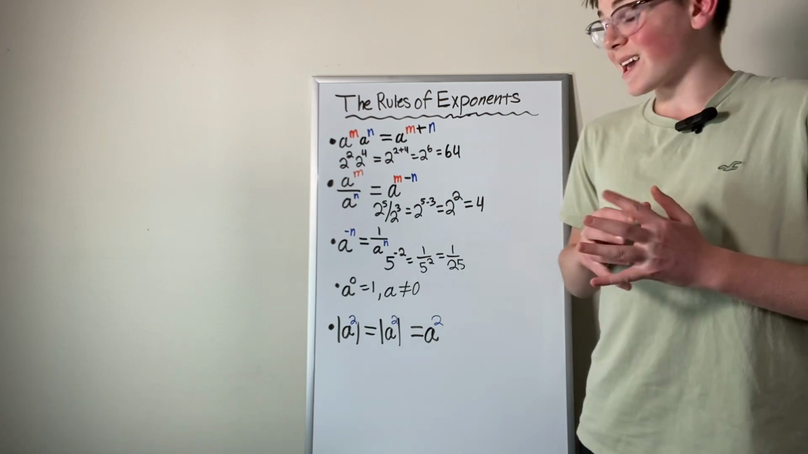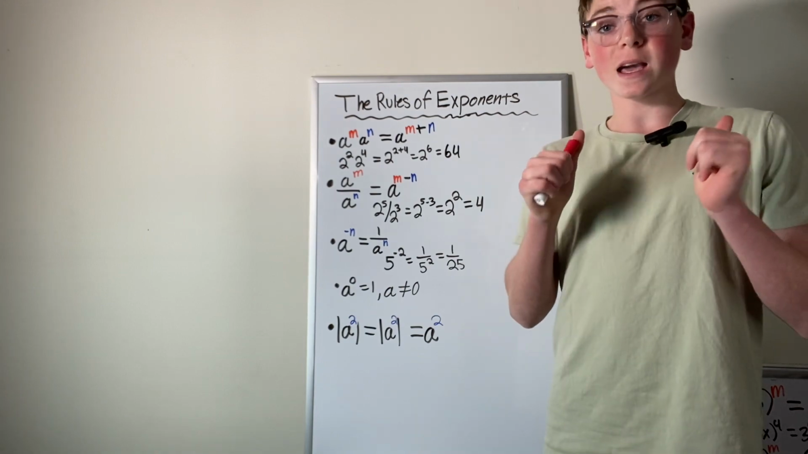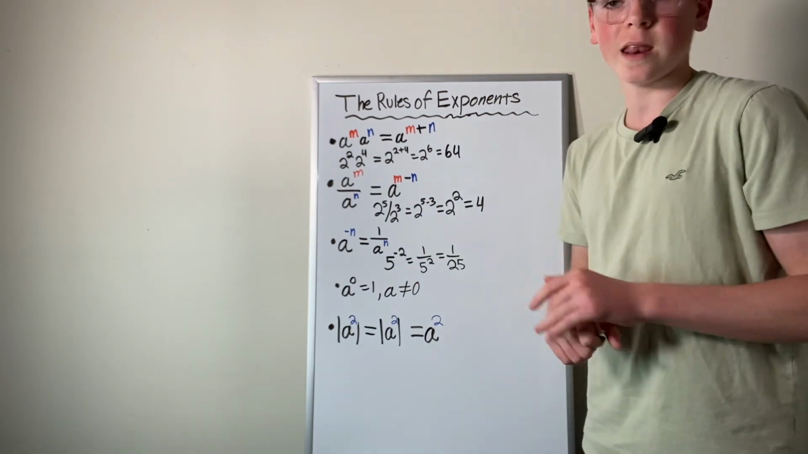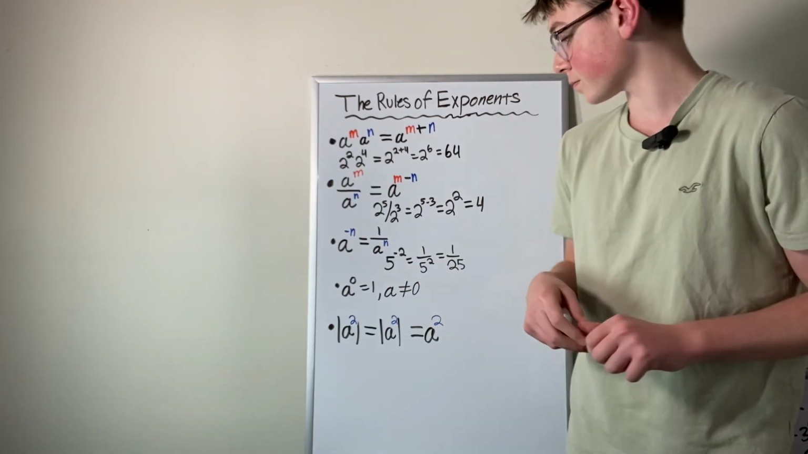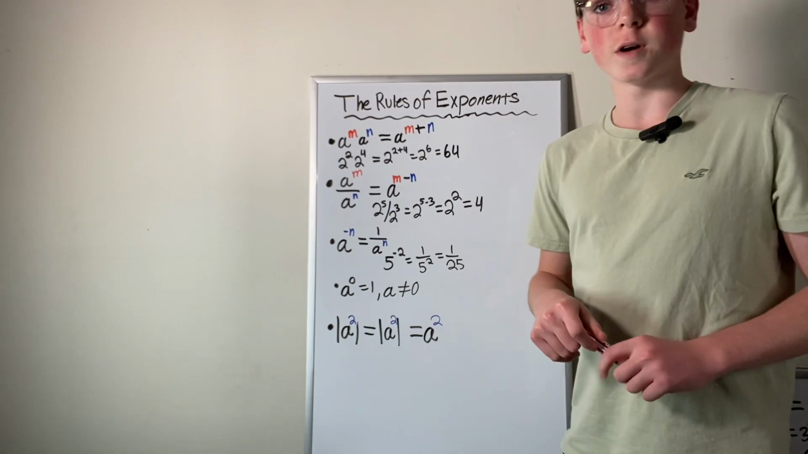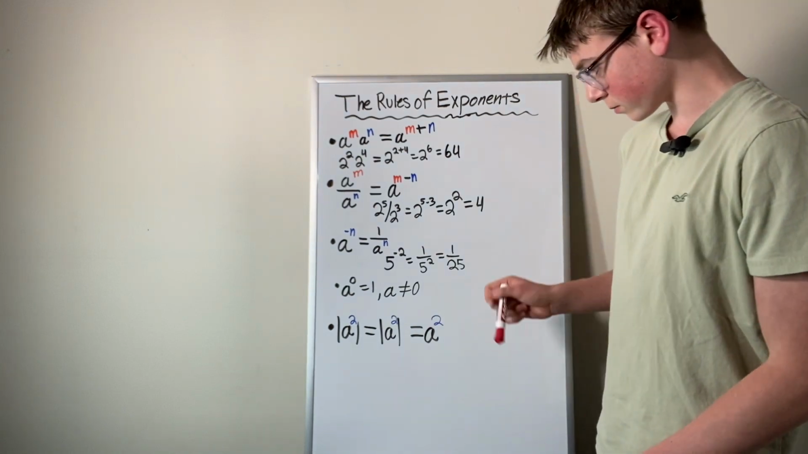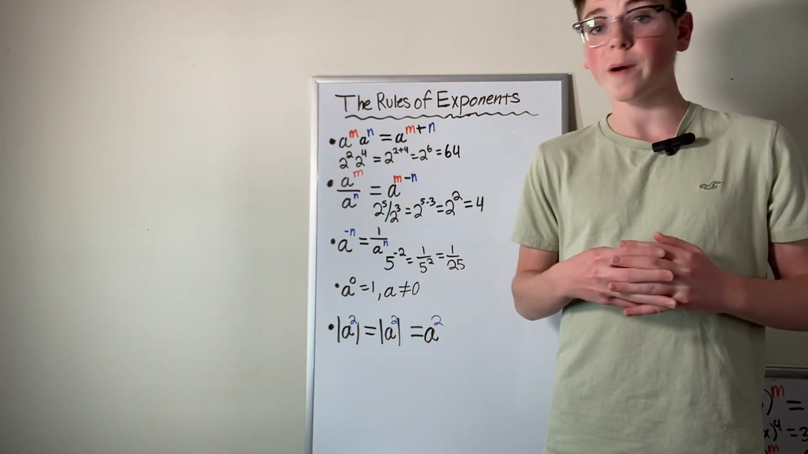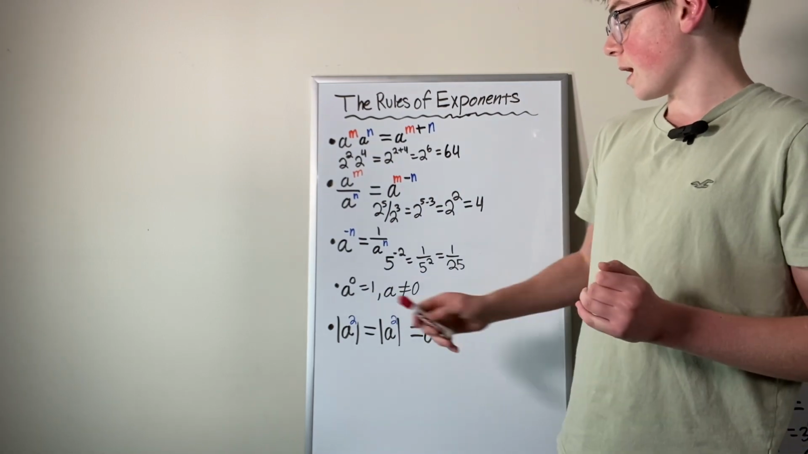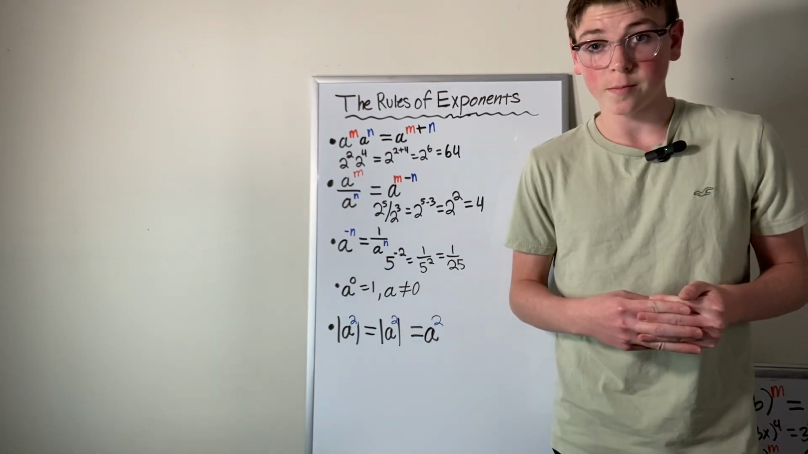Here, a to the negative n power is equal to 1 over a^n. So when the exponent is negative, flip it, and then the exponent will now be positive, and it'll just be 1 over a^n. Our example is 5 to the negative 2 is equal to 1 over 5 squared, which is then equal to 1 over 25.